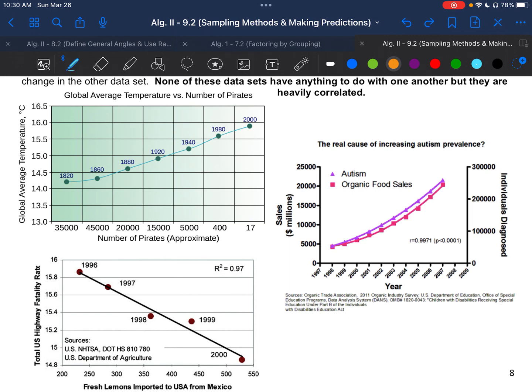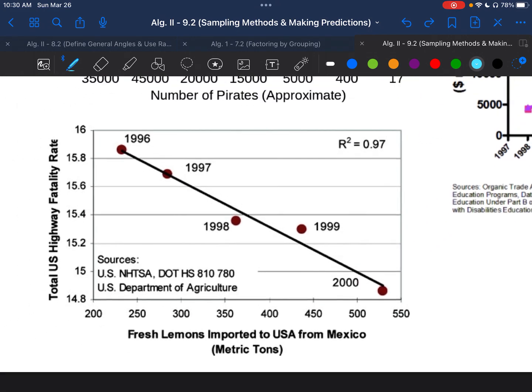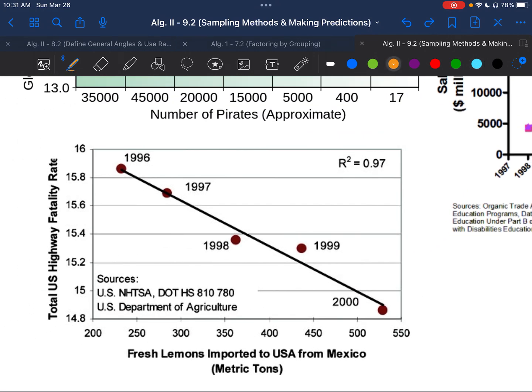Here you can see the number of individuals diagnosed with autism going up in the purple triangles. And as it also goes up, we can see the organic food sales increasing over that same time frame. And this is not saying that increasing in organic food sales is causing autism in any way, because there's no relation there, at least that we know of, I should say.